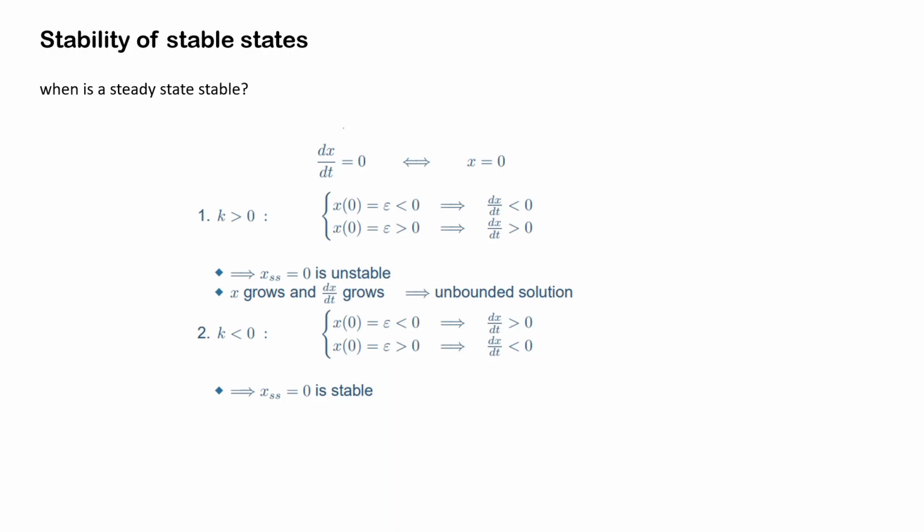So this is a basic concept in ordinary differential equations, and it is something you need to keep in mind when you are solving them, because you can just look at the equation and tell by the value of the parameter if the system will be stable or unstable.